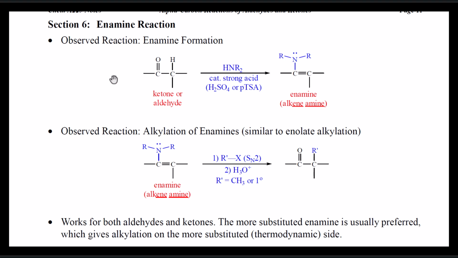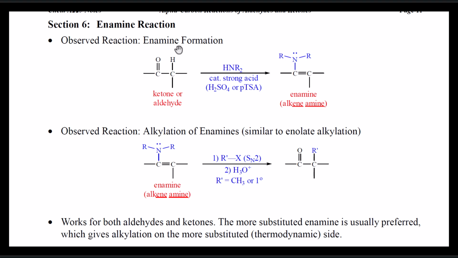Next, we're going to look at a series of reactions that together form what is called the enamine reaction. The enamine reaction is built from two reactions that work in sequence. In the first reaction, we form a substance called an enamine. In the second reaction, we then do an alkylation reaction of the enamine and then hydrolyze the product, to change the structure of an aldehyde or ketone in a manner similar to that which occurs in the enolate alkylation.